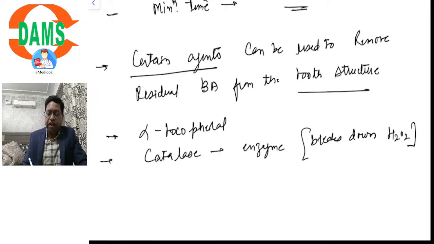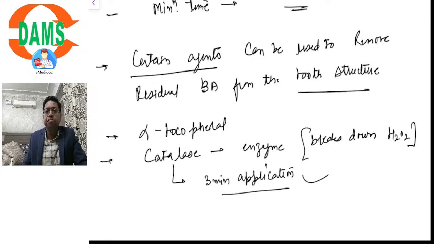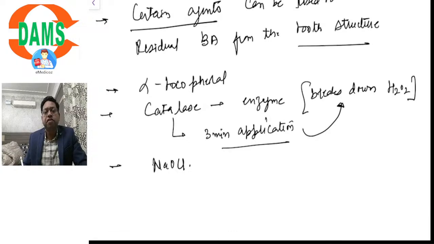Like these chemicals, catalase usually requires a 3-minute application into the pulp chamber to neutralize the residual hydrogen peroxide. We can also use a sodium hypochlorite rinse to neutralize the bleaching agents. These are certain chemicals that can be used to neutralize the residual bleaching agents and improve the bonding with the composites. But it is always advisable to wait for a certain period of time, and that optimal time is 3 weeks.